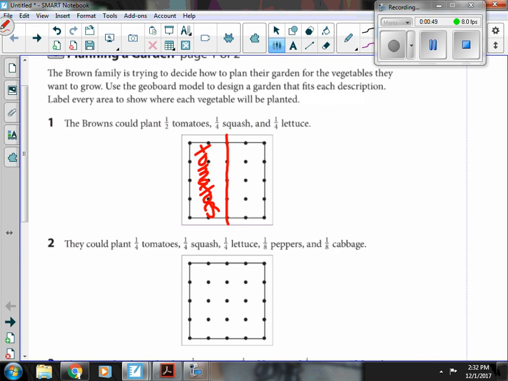Then I have 1/4 squash. So then this part is 1/4 because I could squeeze 4 of them in there in 4 different rows. So this will be my squash. I should have switched colors. And this 1/4 will be my lettuce.